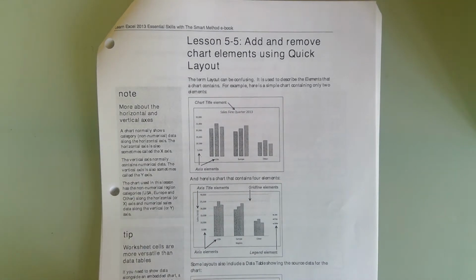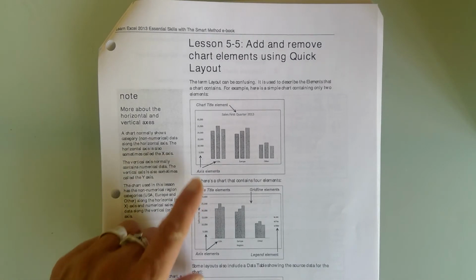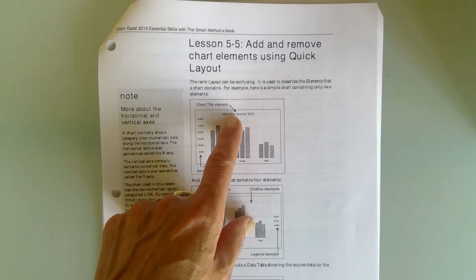Lesson 5.5 deals with adding and removing chart elements using quick layout. The term layout can be confusing. It is used to describe the elements that a chart contains. So in this case, it's used to describe the axis elements as well as the chart title.